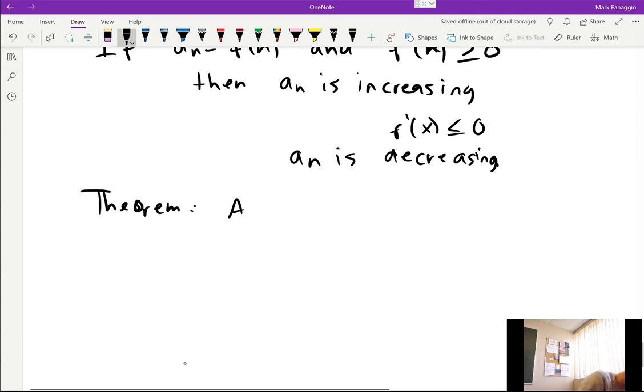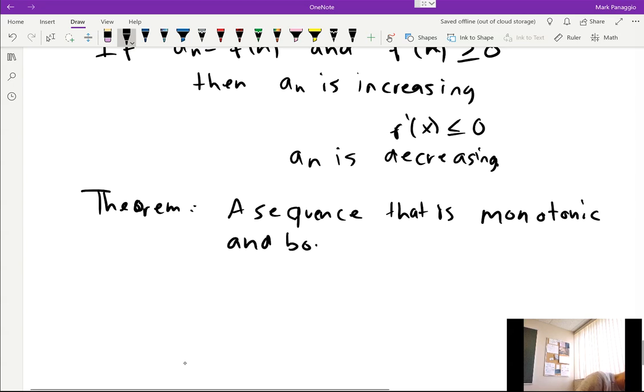And that is a sequence that is monotonic and bounded must converge.